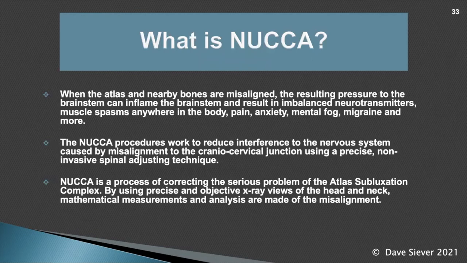So when the atlas and nearby bones are misaligned, the resulting pressure to the brainstem can inflame the brainstem and result in imbalanced neurotransmitters, muscle spasms anywhere in the body, pain, anxiety, mental fog, migraine, and more. Just to recap what we've been talking about earlier. The NUCA procedures work to reduce these interferences to the nervous system caused by the misalignment of the craniocervical junction, using a precise, non-invasive spinal adjusting technique. In fact, typically they'll just use a knuckle or a fingertip and push firmly, but still fairly gently, on the atlas bone, and push it back into place. Then they will re-X-ray to confirm whether they got the atlas bone bang on. If they're a little bit off, they will give it another little push and recheck until they've got it perfectly done.